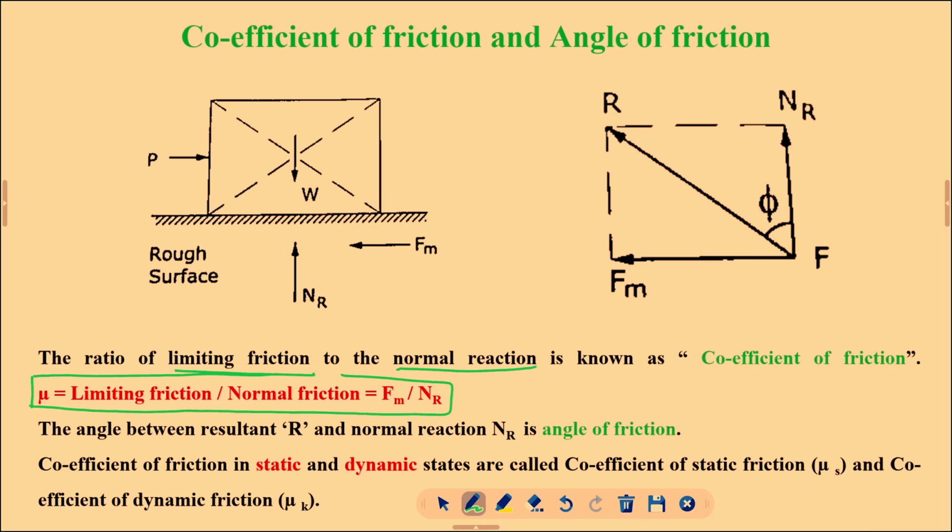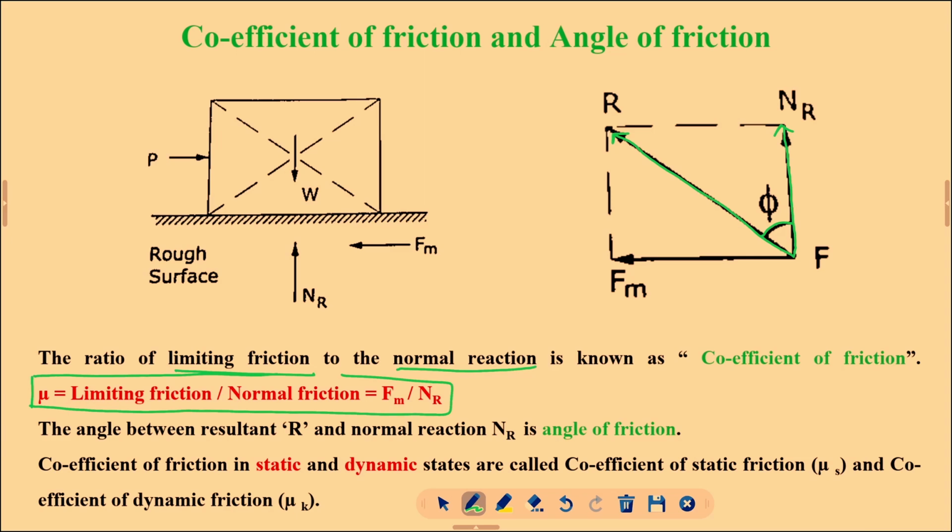And next is angle of friction. What is an angle of friction? The angle between the resultant and the normal. The angle between these two we can call the angle of friction, psi. So, the angle between the resultant and the normal reaction is the angle of friction.